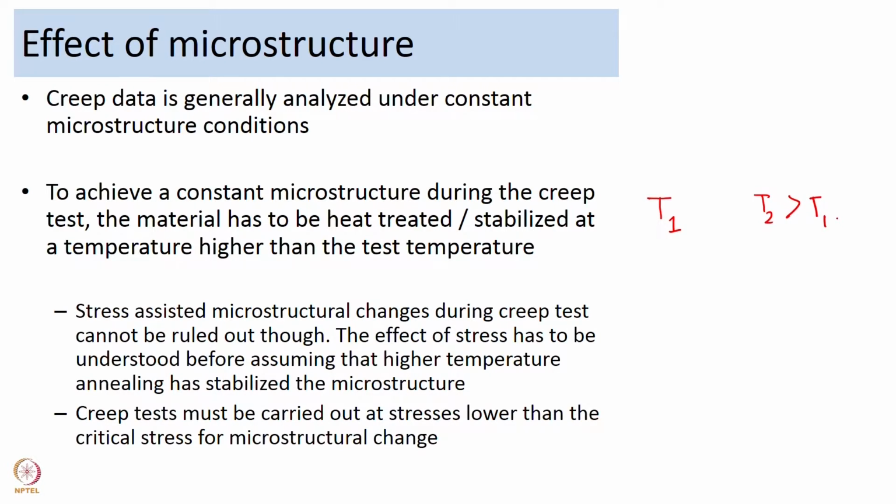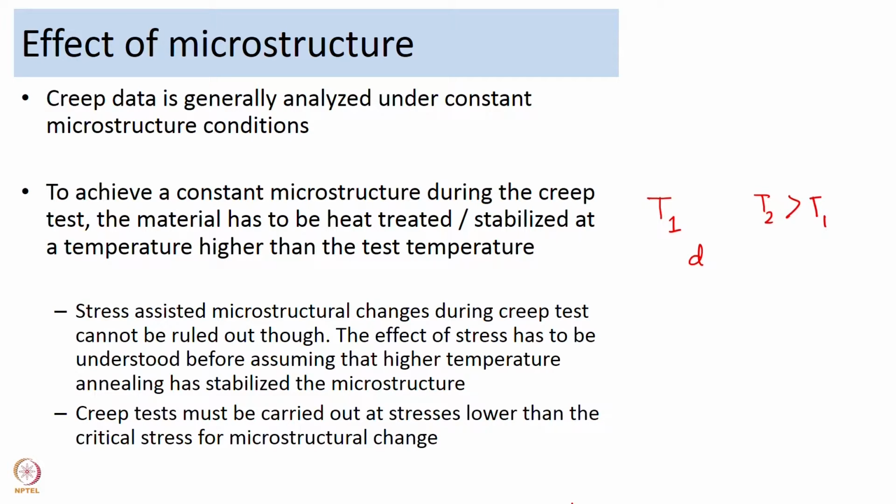For example, if you want to carry out a creep test on a material with a grain size of D, the grain size should have been attained by annealing at a higher temperature. So, this D should have been attained by annealing at a temperature T 2, so that when you do your tests at T 1, the grains do not grow, because as we know, as we increase the temperature, the grains tend to grow. So, your creep test temperature should be lower than the temperature at which you have stabilized your grains.